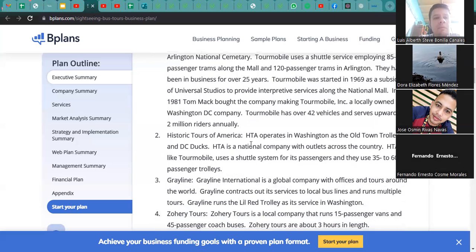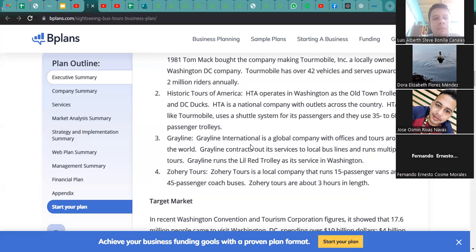The next one is HTA. Not much information about a trolley. Old Town Trolley says, and this is ducks. A trolley is something like a train, a small train. Not big, but something small that can have lots of passengers. And a shuttle means that they have a system where they finish something and start once again. They use 35 to 60 passenger trolleys. That is big as well. Not as big as the first one, but it's big.